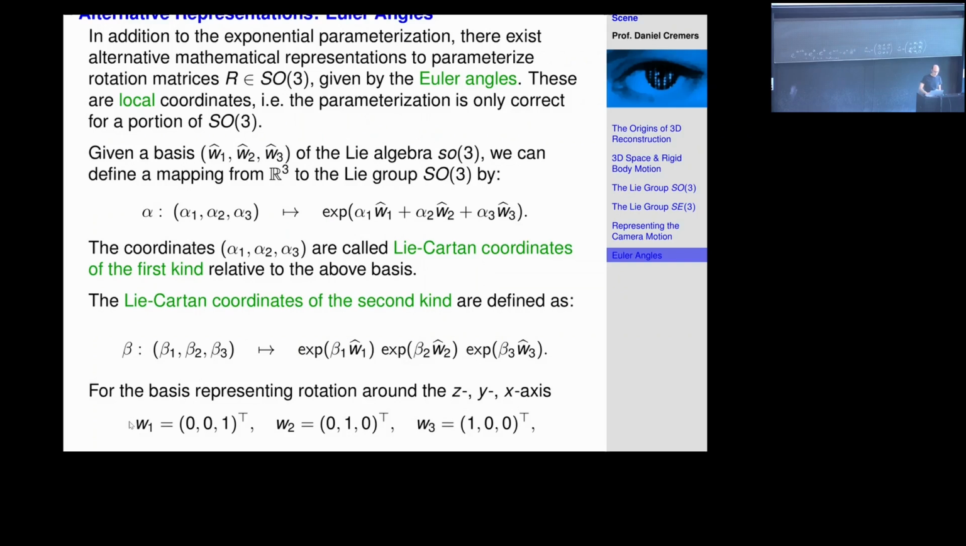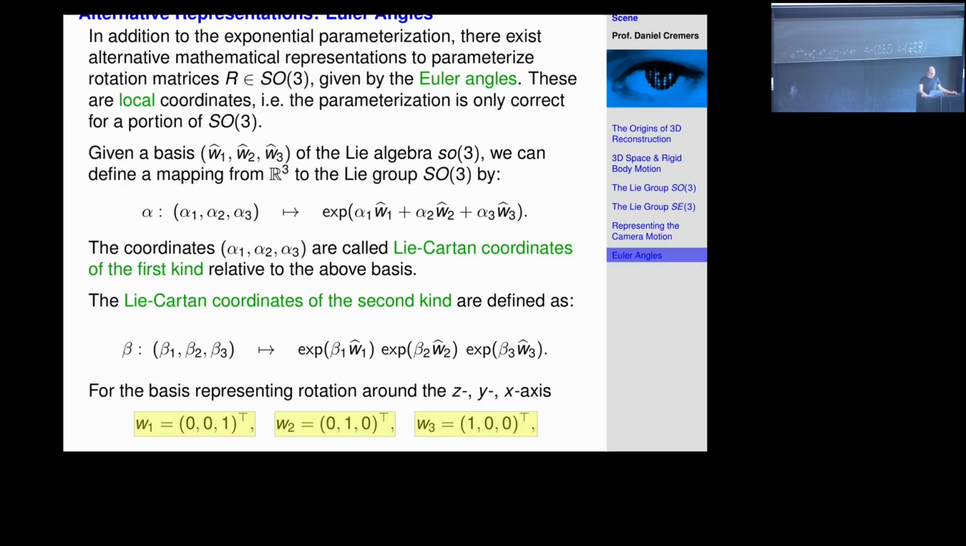And in particular, if you choose W1 as the canonical basis with 0, 0, 1, 0, 1, 0, and 1, 0, 0, these W's, and then the Lie-Cartan coordinates with respect to this basis and the corresponding skew-symmetric matrices, this is called the Euler angles. Now, you all knew the Euler angles. I remember I asked you up front and everyone said they've heard about the Euler angles before. You probably did not know that the Euler angles are the Lie-Cartan coordinates of the second kind with respect to this basis. Now you know.